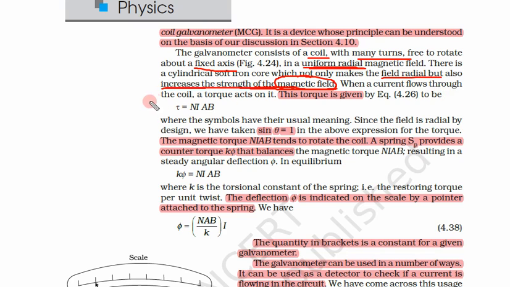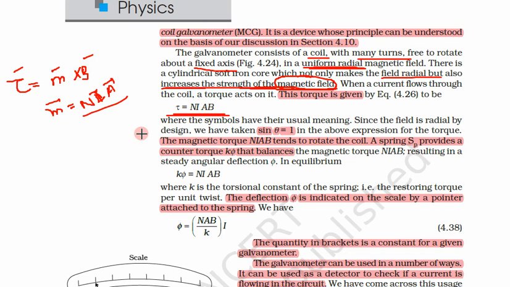Now, when a current flows through the coil, a torque acts on it. We know torque is equal to M cross B, and this M is equal to simply I A. Area is again a vector quantity. If there are N turns, we multiply with N, so N I A into B. If we take only the magnitude, tau is equal to N I A B. So, this is the magnitude.